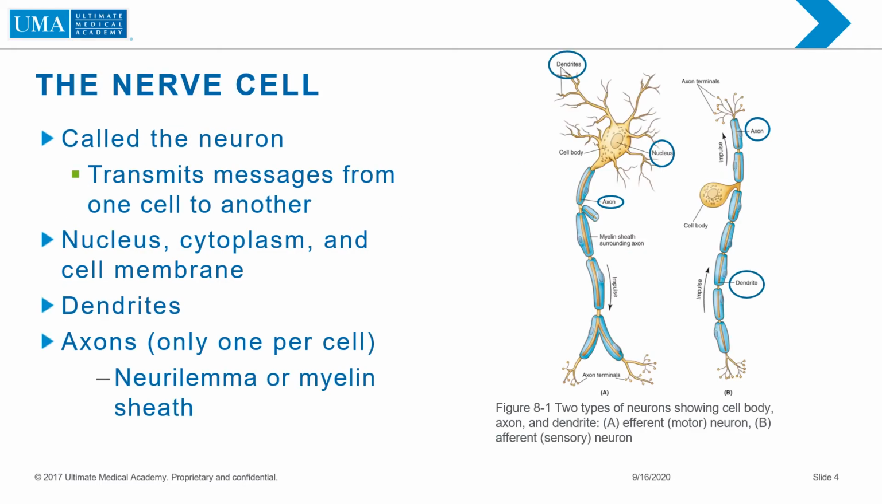A nerve cell or neuron transmits messages from one cell to the next. In this picture, you will see two different types of neurons, an efferent or motor neuron and an afferent or sensory neuron. Here you will see that these neurons have the same parts, but the structure is just a bit different because of the function that they do.